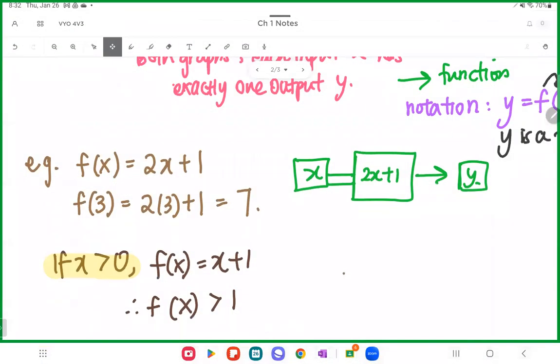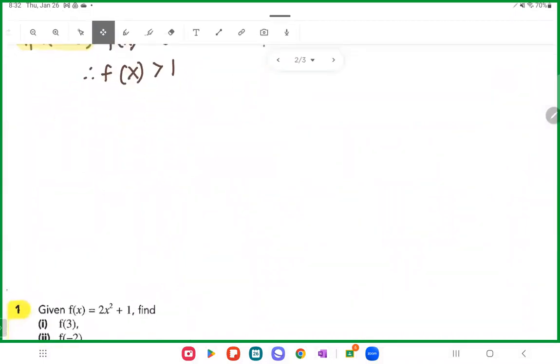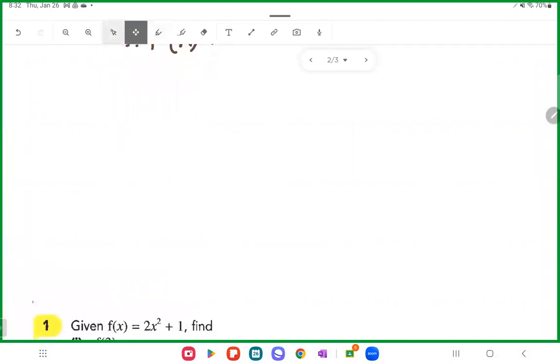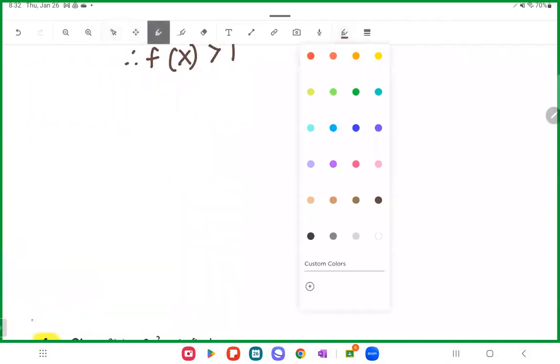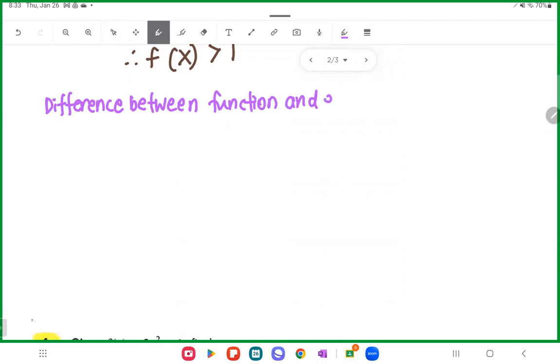Enough space? Okay, I'm going to continue with the next portion, which is the difference between an equation and a function. Ready? This is the last portion for the note-taking part. On page 1, later I teach you what to do. Okay, difference between function and equation. Later, you screenshot that one.